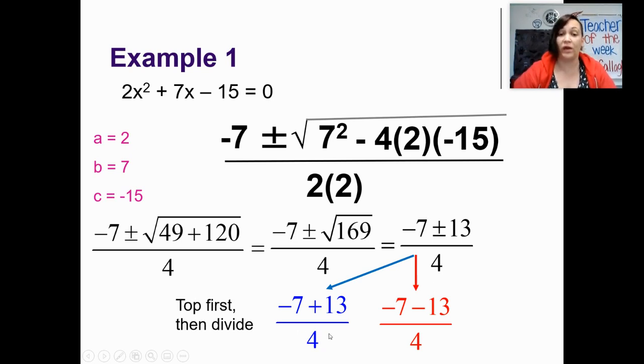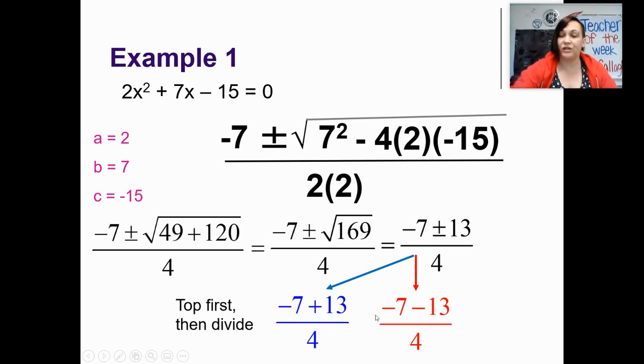So I'm not even going to look at the 4. I'm going to start by figuring out what is negative 7 plus 13. And whatever that is, it's 6. I will put it over 4. And for today's problems, I do want all of your answers to be either whole numbers or fractions, just like when we were factoring. So 6 over 4 is going to simplify into 3 over 2.